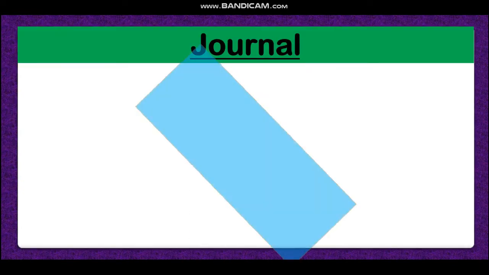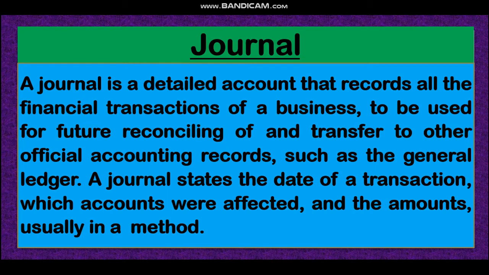Dear student, journal. What is journal? Journal is a detailed account that records all the financial transactions of a business to be used for future reconciling and transferred to other official account records, such as the general ledger. A journal states the date of the transaction, which accounts were affected, and the amounts. That means, dear student, journal is the primary book where we record the transactions in a systematic way so that we can use them in future. And journal helps us to prepare the ledger and other books of accounts. Dear student, I hope you understand what journal is.